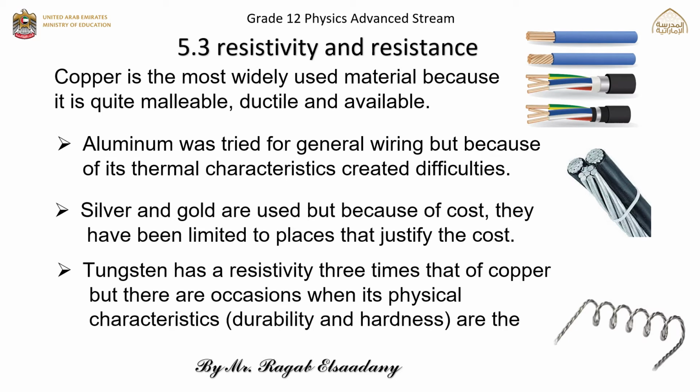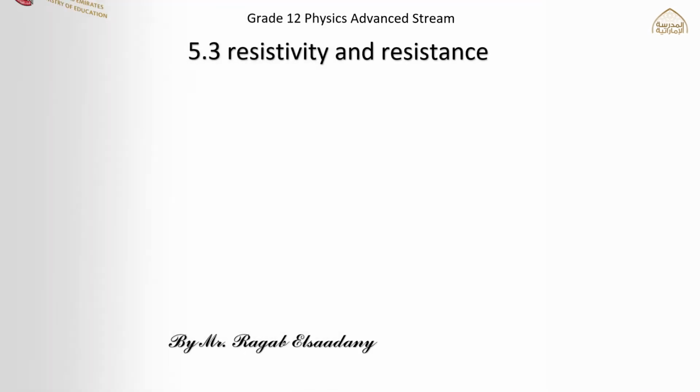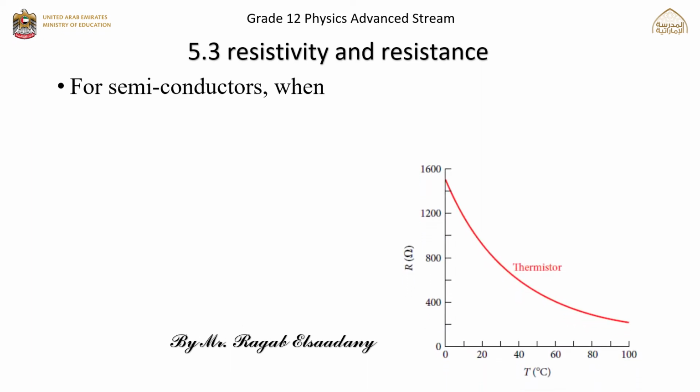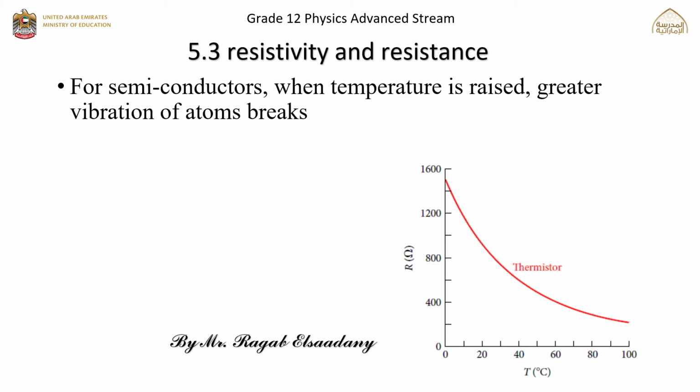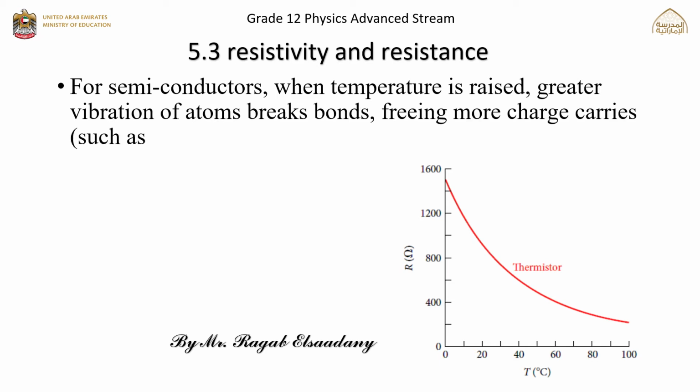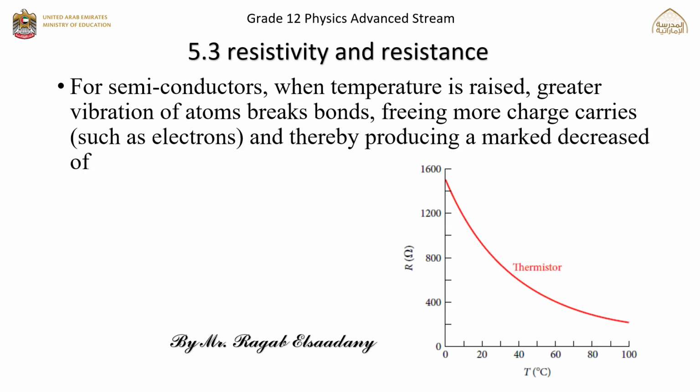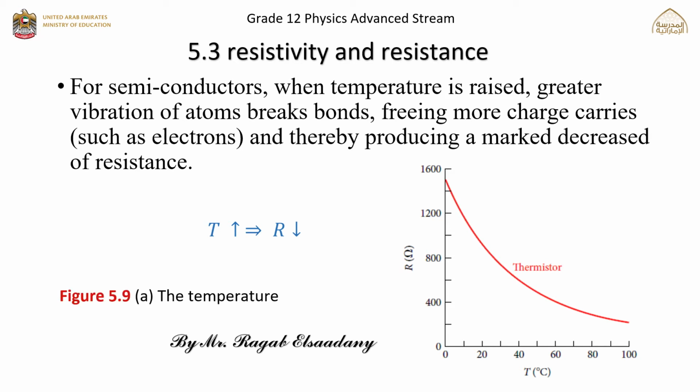For semiconductors, when temperature is raised, greater vibration of atoms breaks bonds, freeing more charge carriers, such as electrons, and thereby producing a marked decrease of resistance. Then, in semiconductors, increasing temperature causes decreasing electric resistance. As in figure 5.9, the temperature dependence of the resistance of the thermistor.